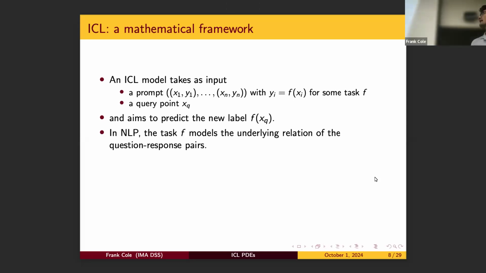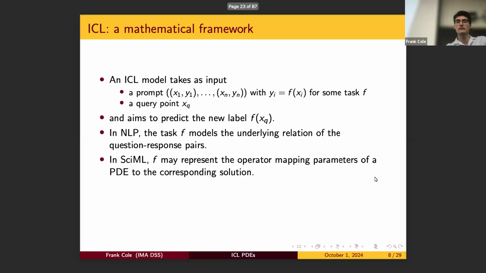So what does this task F represent? So in NLP, the task is modeling the underlying question and answer pairs. So for machine translation on the previous slide, maybe there's some function that describes the map from the English word to the corresponding translation in French. In the applications to science, maybe the task is an operator that describes the dependence of the solution on the various parameters of an equation.